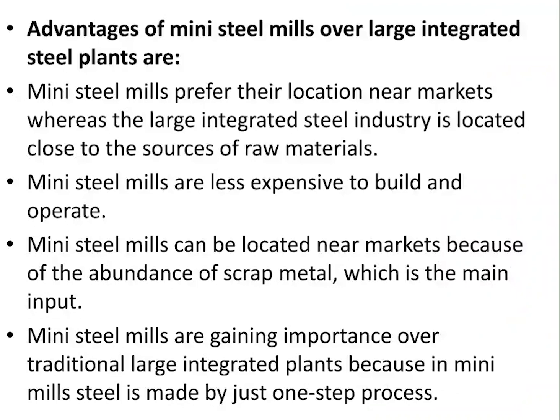Following are some of the advantages of mini steel mill. Mini steel mills prefer to locate near the market, meaning near the urban areas, whereas large integrated steel plants are located where? We already know one of the main factors that affect the location of the iron and steel industry is raw material, because it is a weight-losing industry. So most integrated steel plants are located near the source of raw material. As compared to that, many mini steel mills are located near the urban areas.